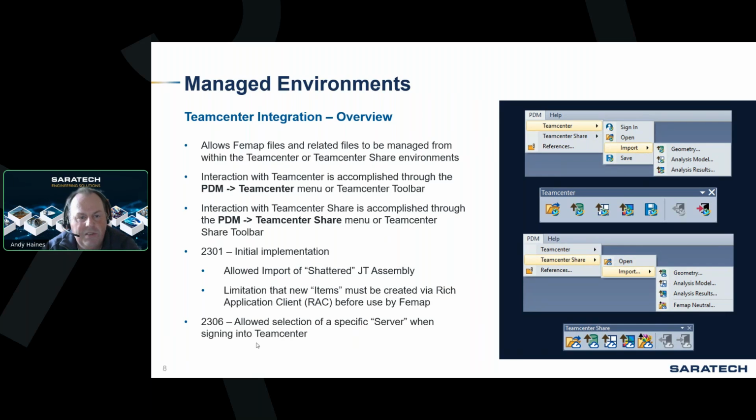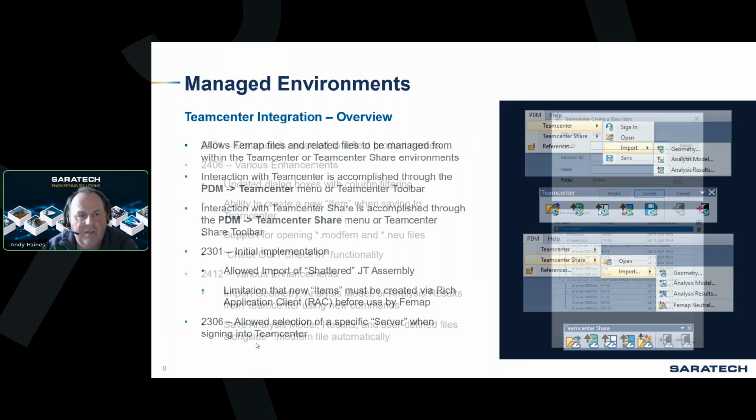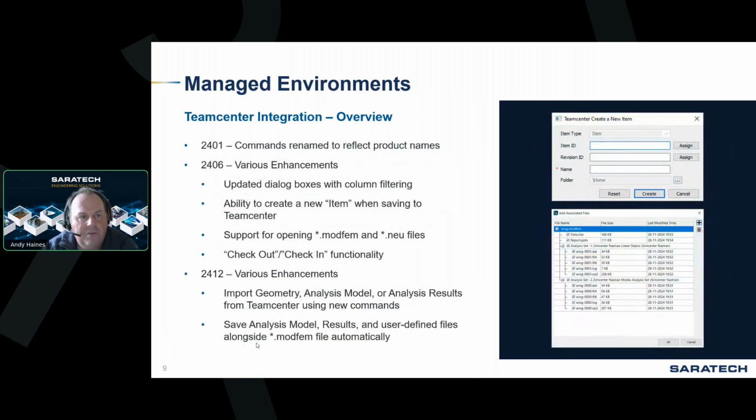So just a little bit about the history of what we did in 2301. The initial implementation also allowed us to deal with what we called the shattered JT assembly. That was kind of a big thing because we really had no way to read in those before. But we were very limited because new items had to be created via the rich application client before you could use them in Femap. 2306 just allowed you to specify a server. 2401 just got all the commands up to date with the proper names.